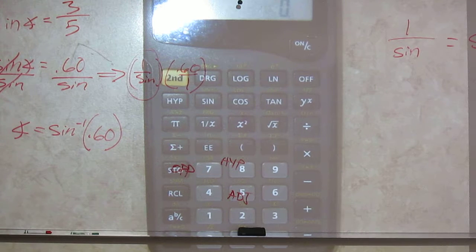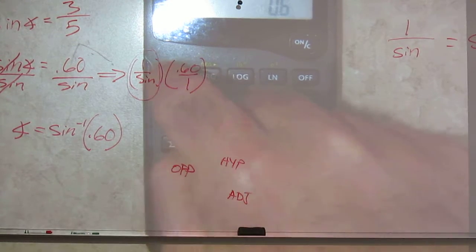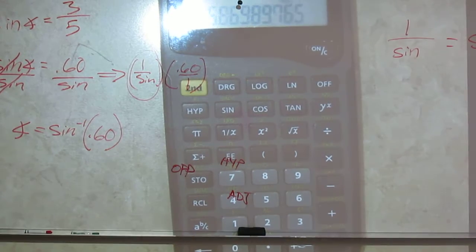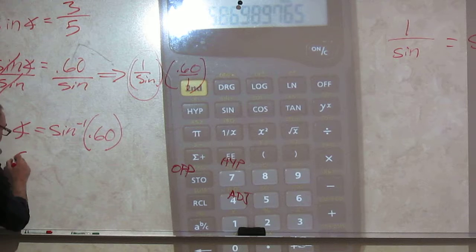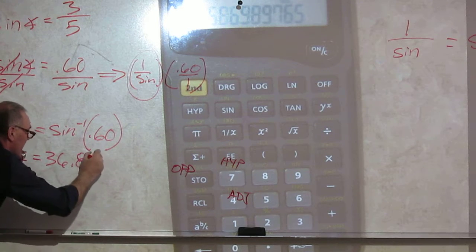I'm going to hit 0.6, so I enter the value first, and then I hit second function and my sine key, and it returns an answer of 36.87 degrees. So I know my angle now is 36.87, and that's degrees.